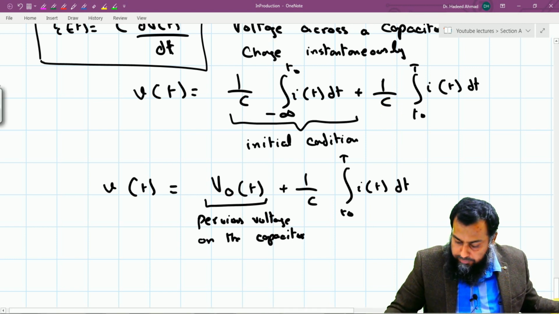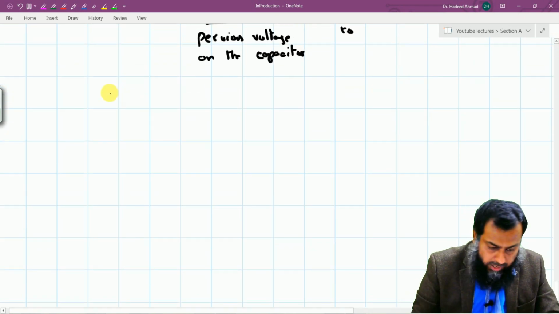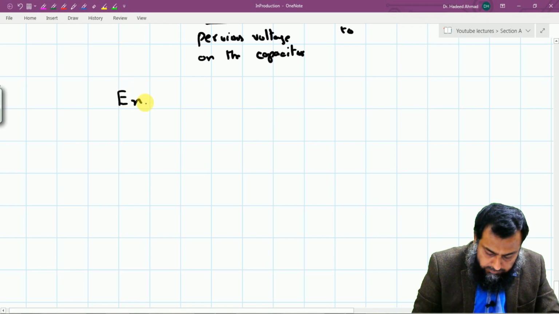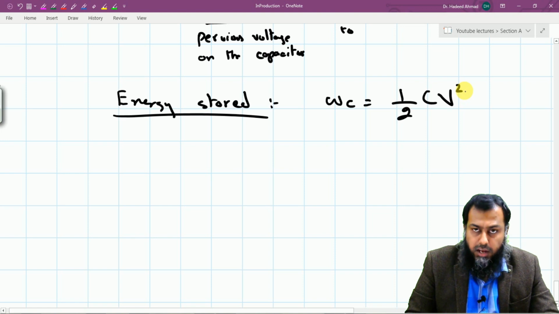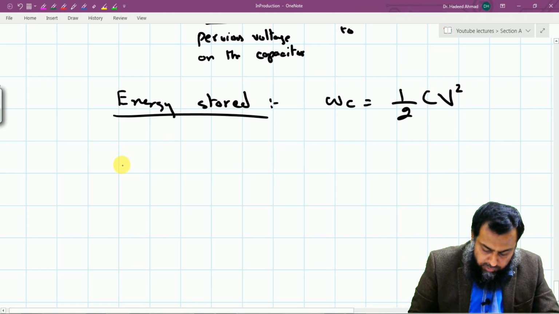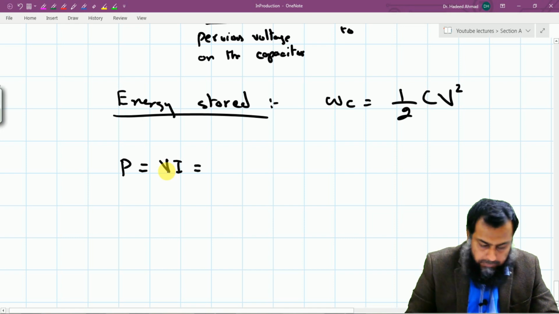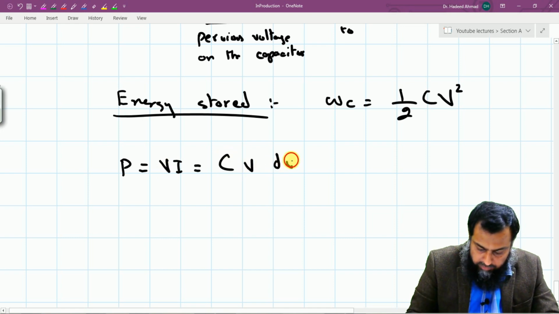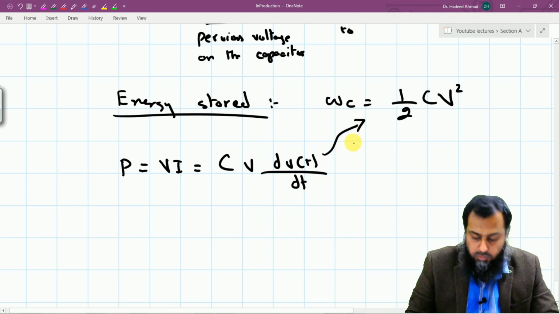If we move ahead with the energy storage, then based on the similar expression, the energy stored in a given capacitor is given by half CV square. That comes with the same concept that we first establish the power associated with the capacitor, which is equal to CV dV(t) by dt, and thereafter we integrate it over time to get this value equal to half CV square.